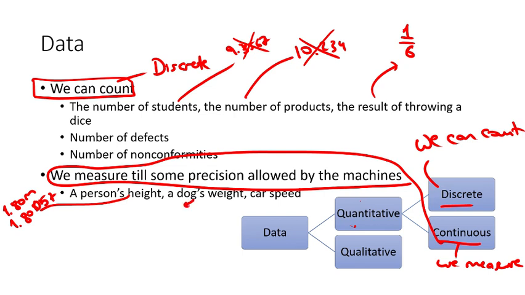A dog's weight, how much is the dog's weight? You say 3 pounds, for example. But it is not exactly 3 pounds. It is 3.2756. It depends on which machine you use. The numbers never end, so it goes till infinity.